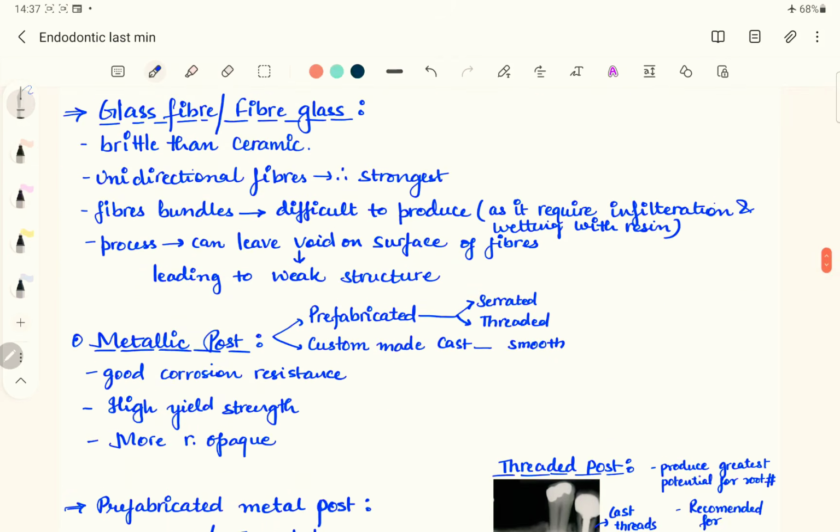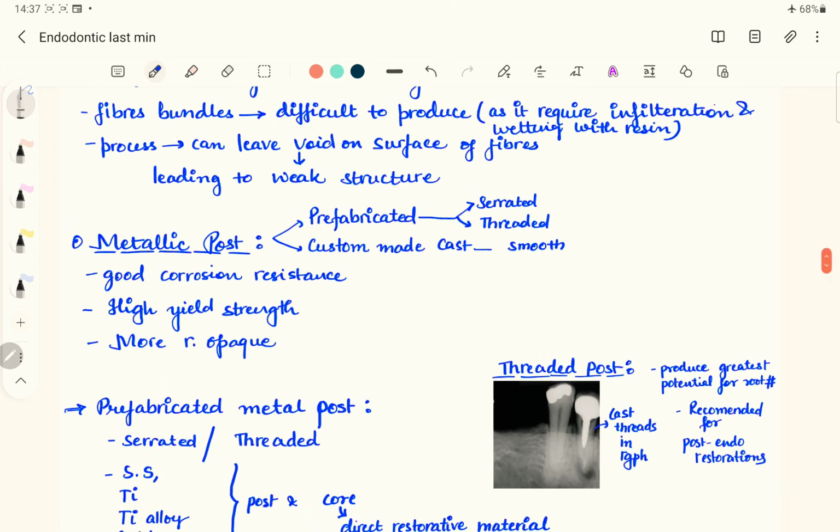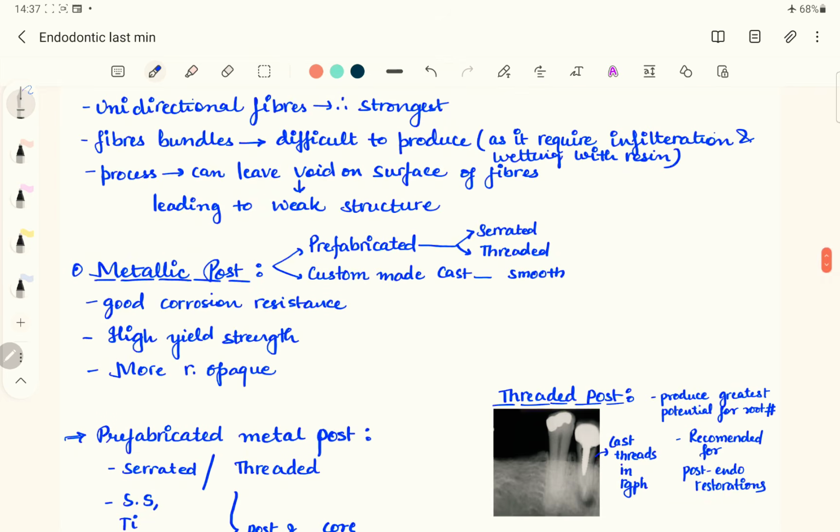So coming to the metallic post. Metallic posts are made up of metal. They can either be prefabricated, come in different sizes, can be serrated or threaded, or can be custom made cast. So the one from which we have taken an impression from the wax, and then with the lost wax technique, we have fabricated it with the metal. These are the custom made cast posts. That means based on the anatomy of the canal, we have custom made this post with the metal.